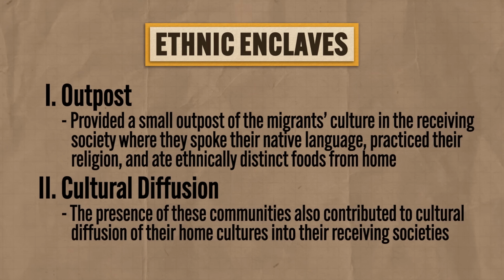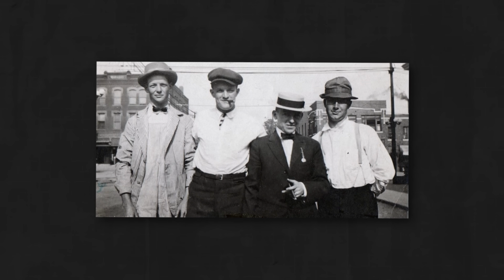But second, the presence of these communities also contributed to cultural diffusion of their home cultures into the receiving society. For example, Irish enclaves were present in cities in the eastern United States. And traditionally, the U.S. considered itself Protestant, but the growing numbers of Irish encouraged the unprecedented growth of Catholicism in the US. Or we can talk about the Chinese migrants to Southeast Asia who clustered together in ethnic enclaves and over time became key players in the colonial economy.